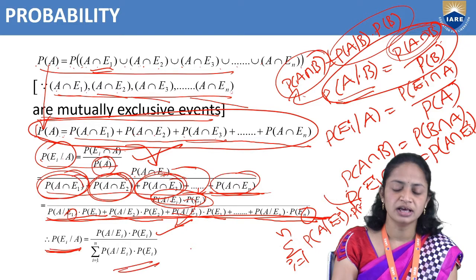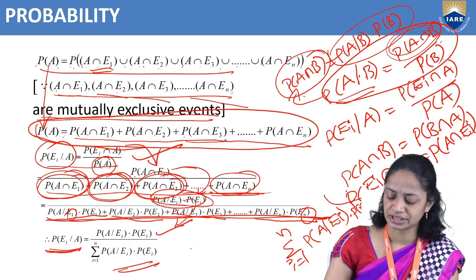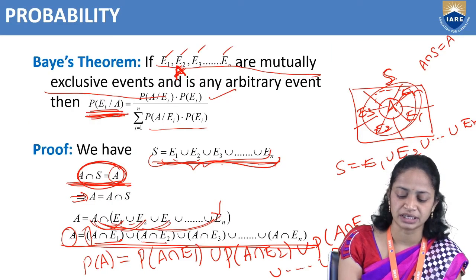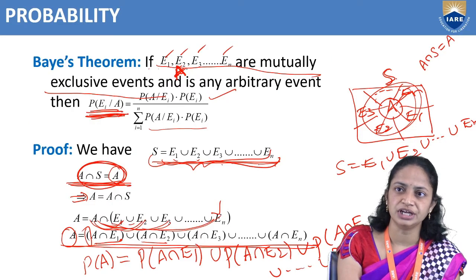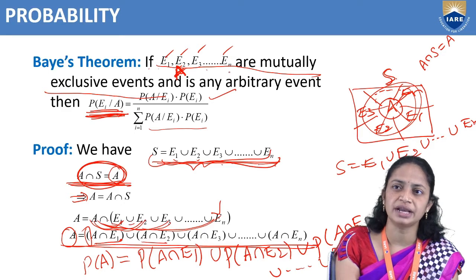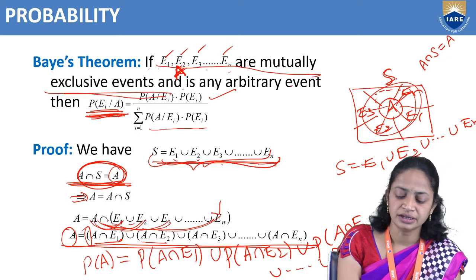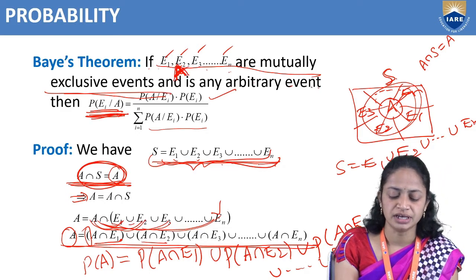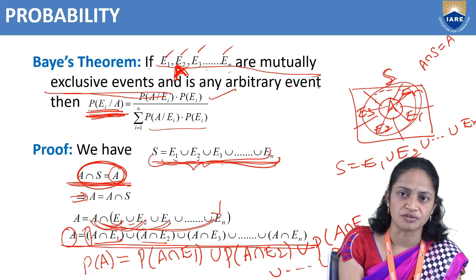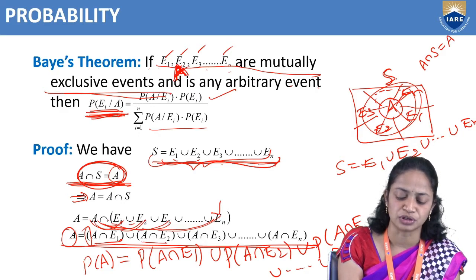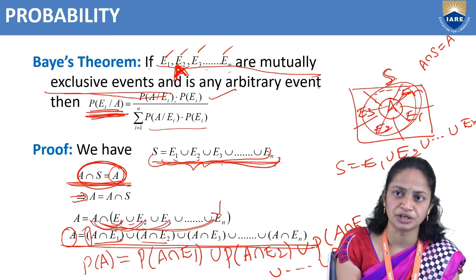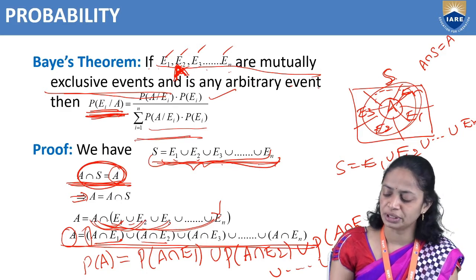So this is our Bayes theorem. What is our Bayes theorem? The statement is: if E1, E2, E3, and so on up to En are mutually exclusive events and A is any arbitrary event, then P of Ei given A equals P of A given Ei times P of Ei, divided by the summation i equal to 1 to n of P of A given Ei times P of Ei.